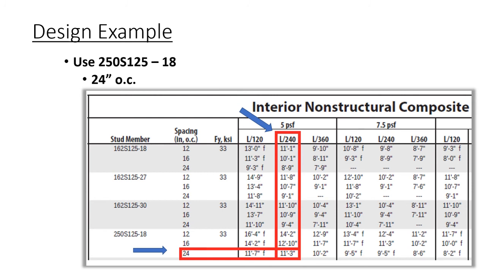And so based on those two considerations in the wall and deflection, the appropriate stud to use in this application is a 250S125 18 mil stud that is based 24 inches on center. That's a 2.5 inch deep 18 mil stud with a 1.25 inch flange.